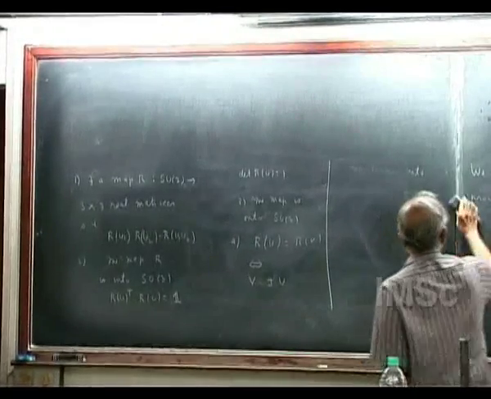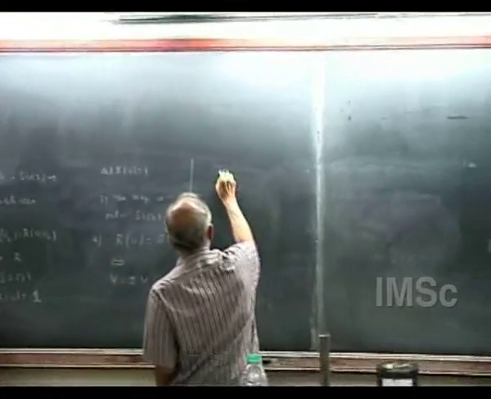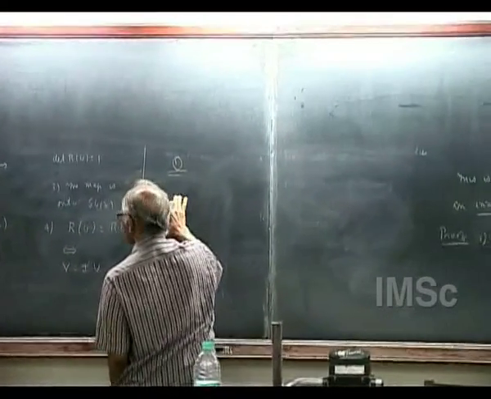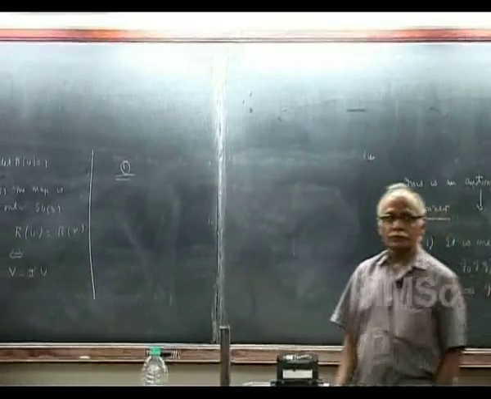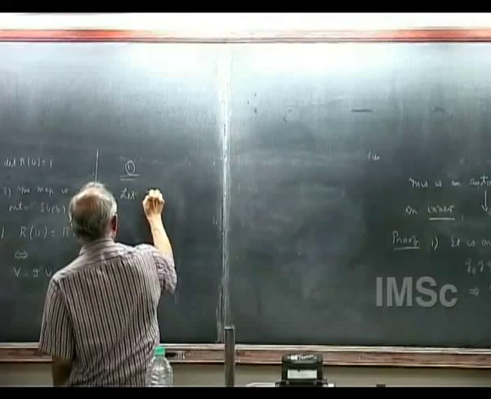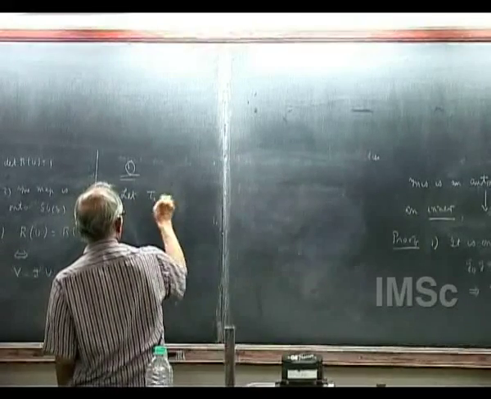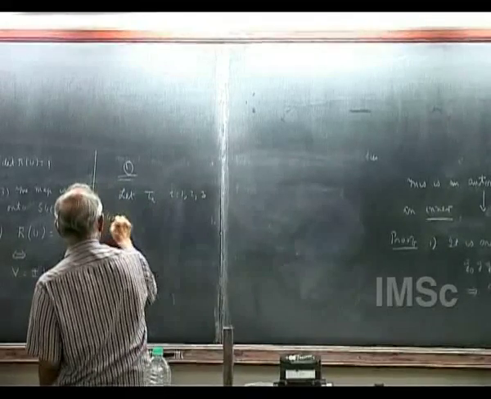So let me start with the proof of 1. So we have the list. Let me remind you of some elementary properties of the Pauli matrices. Let tau i, for i equal to 1, 2, 3, be the Pauli matrices, the standard ones.